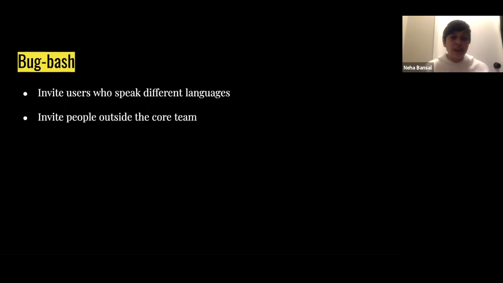Cool. Bug bashes. So bug bashes are like my favorite part of my days, because I always bring in some sweets and snacks for my team, and we all sit together and try to break apart the thing that we built. Usually, so two important takeaways for me after my first few bug bashes were, one was inviting users who speak different languages.